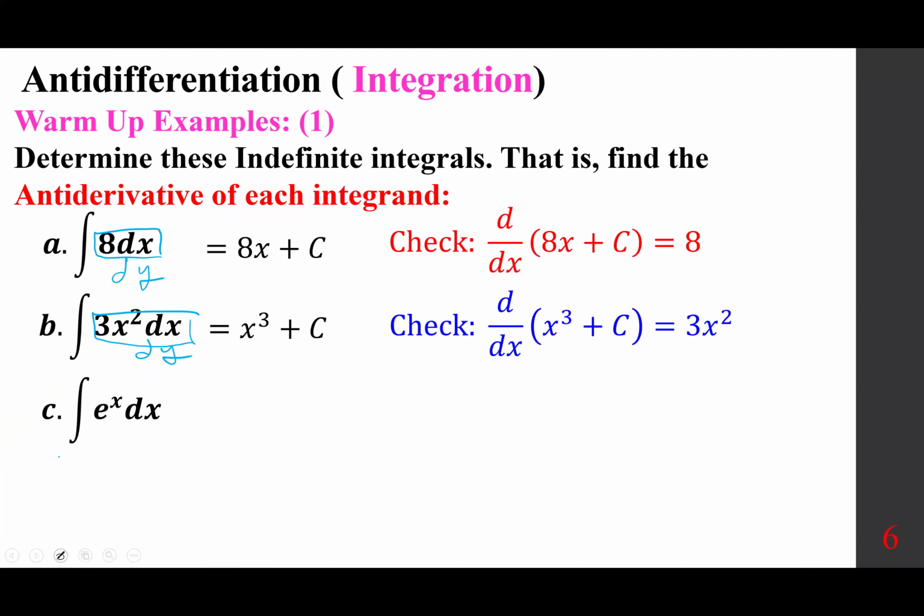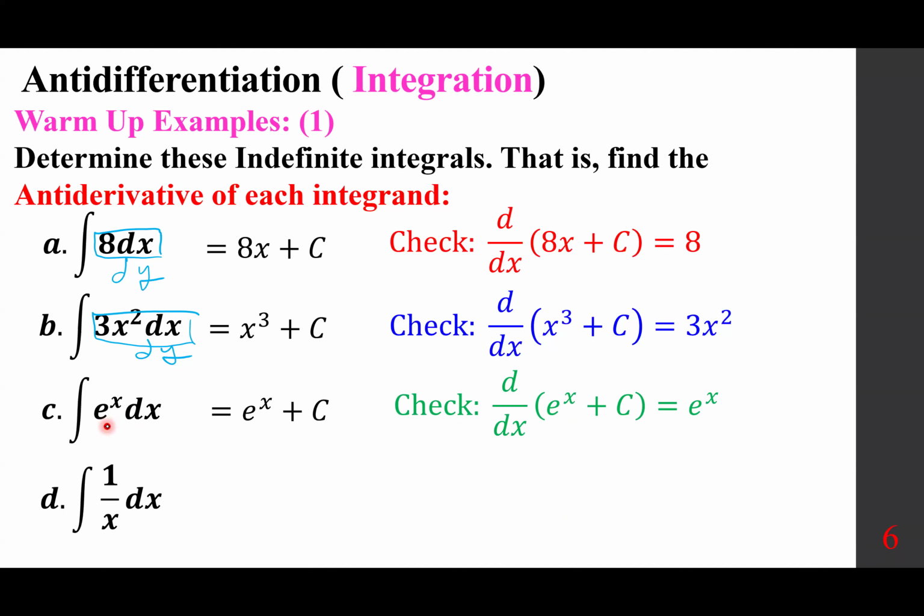So what is the integral of e to the power of x dx? What function do you differentiate to get e to the power of x, and it's itself. So e to the power of x and a constant. Take the derivative of the right side, and that's the proof.